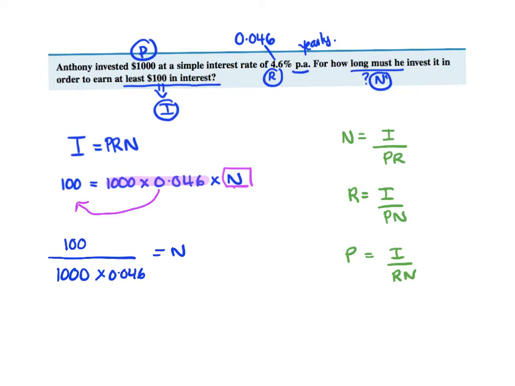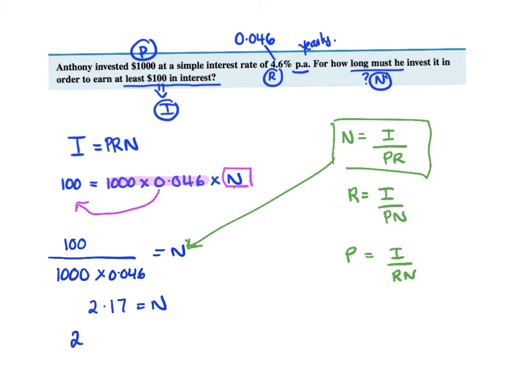So here you can see, I've done that one. I've done the interest divided by that. I'm going to work that one out. Okay, so when I divide that, I get 2.17 equals N. So because the rate was per annum, this is years. So it was 2.17 years to earn $100 on this investment at simple interest. All right.